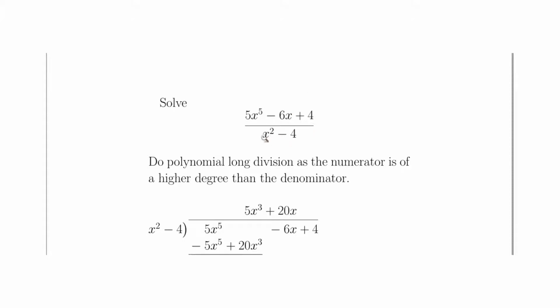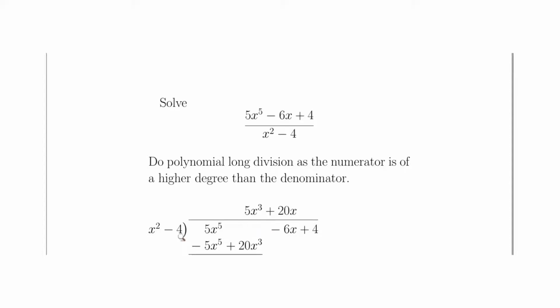So how do we go about that? The denominator, x squared minus 4, we put on the outside of our little divide sign, and the numerator, 5x to the 5 minus 6x plus 4, we put inside our little divide sign. You notice there's a little bit of a gap, and that's because you've got imaginary terms, possibly x to the 4, x to the 3 and x to the 2. So we leave a gap there just in case we need it.